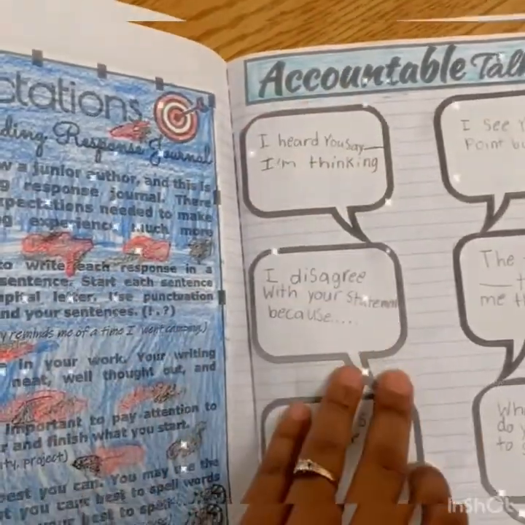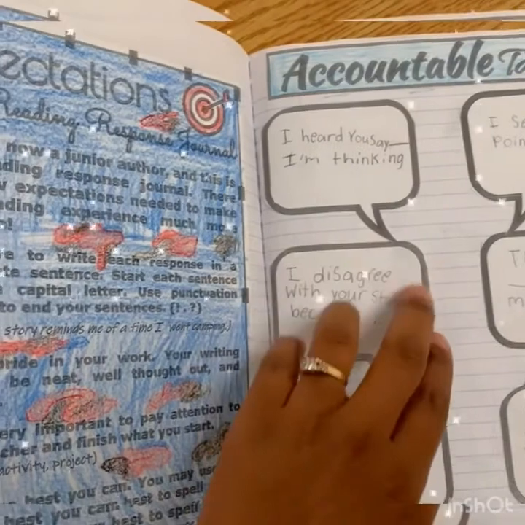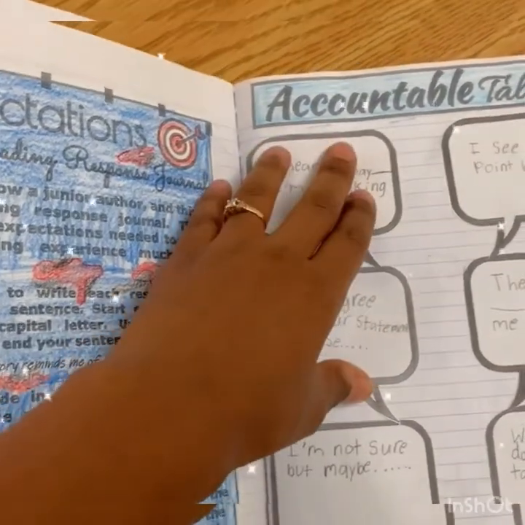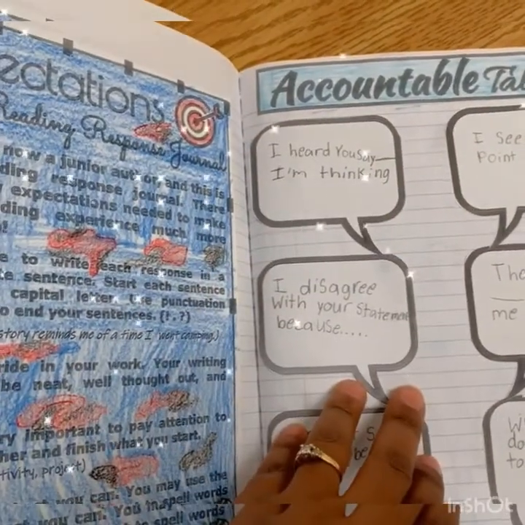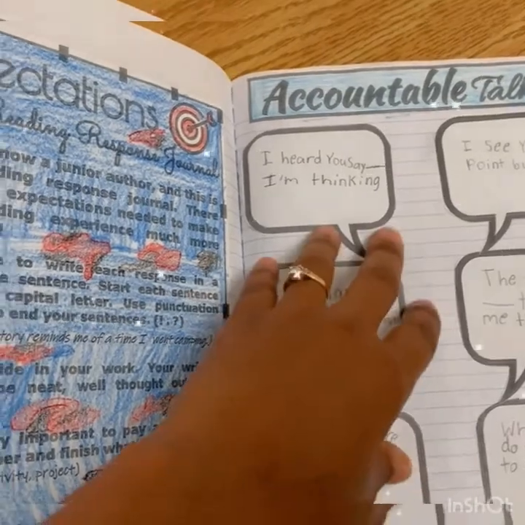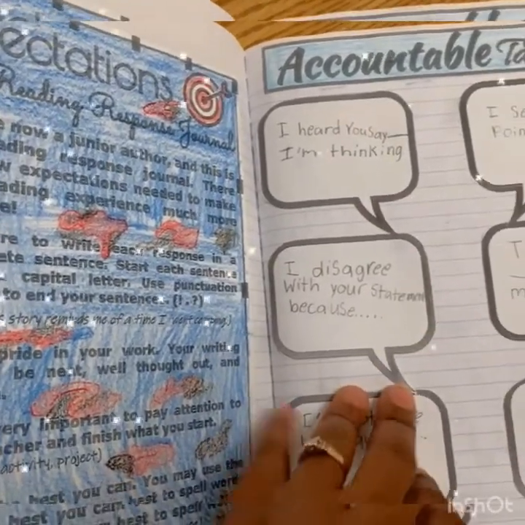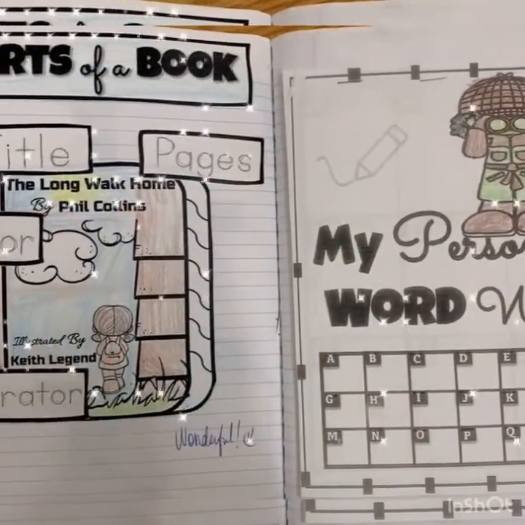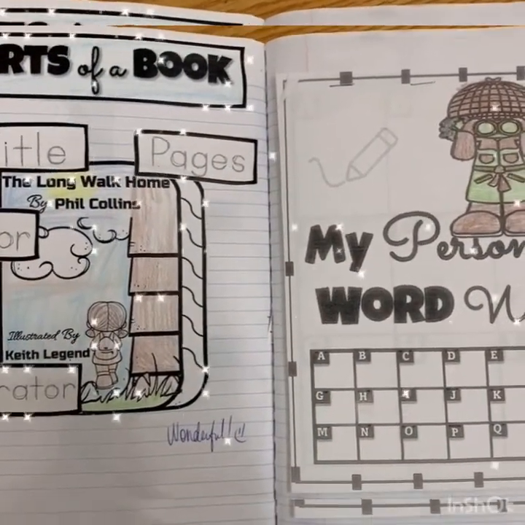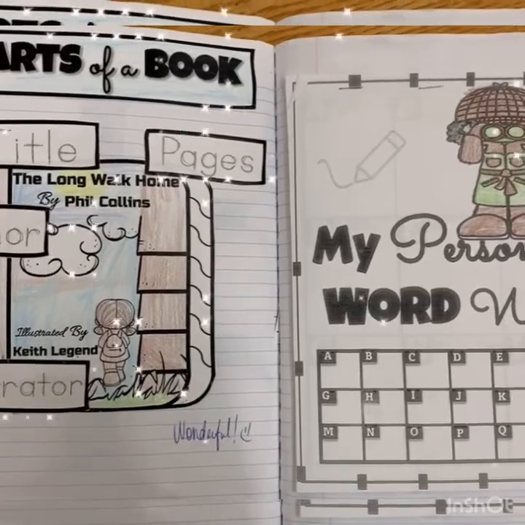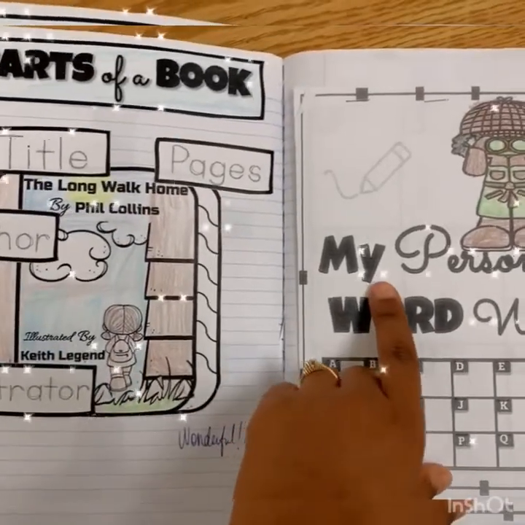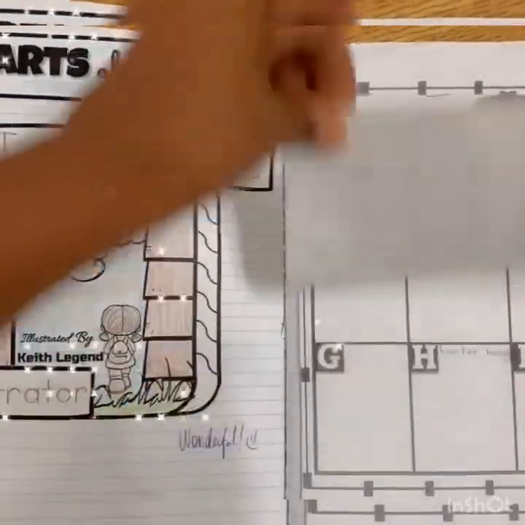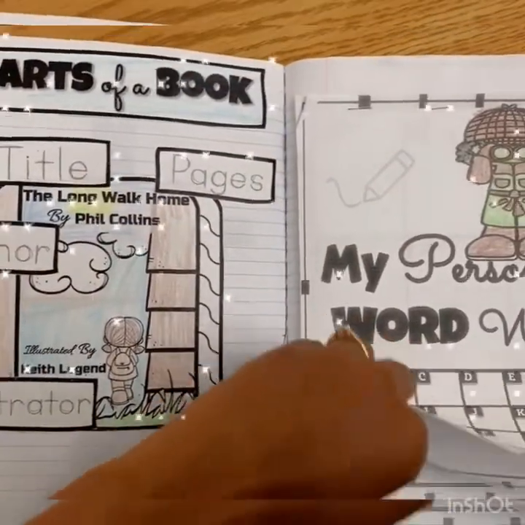We then discuss accountable talk. "I disagree with what you said." "I heard what you said, but I've been thinking." "I see what your point is, but I feel this way." I kind of get them into the habit of this thinking. I always have kids that aren't familiar with all the parts of the book, so I always include that. I also include my personal word wall, so the students will have their own personal word wall for their work.